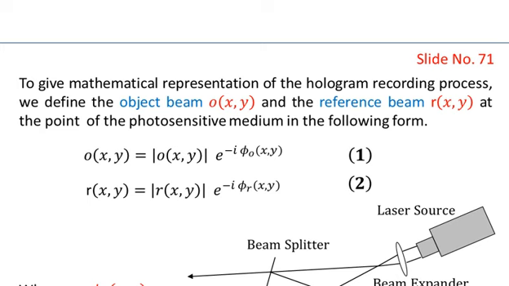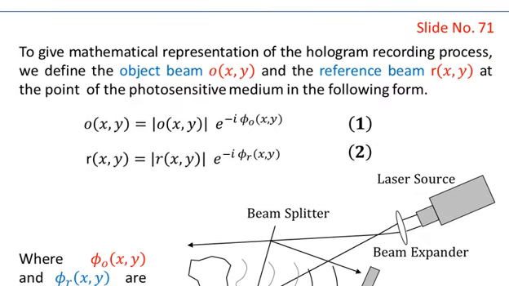The object beam can be written as the amplitude of the object multiplied by its phase factor, which is e to the power minus i phi naught at the point x, y. And similarly for the reference beam, we can write R of x, y is equal to the magnitude of R multiplied by the phase factor, which is e to the power minus i phi R at the location x comma y. So we have equations 1 and 2. Equation 1 is the object beam, and equation 2 is the reference beam.